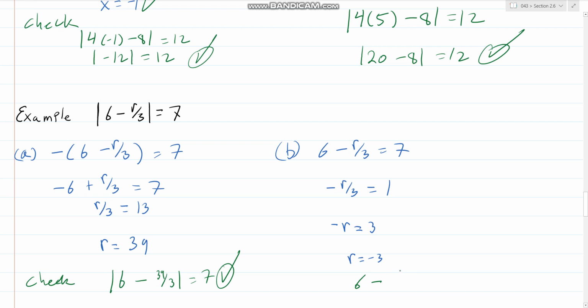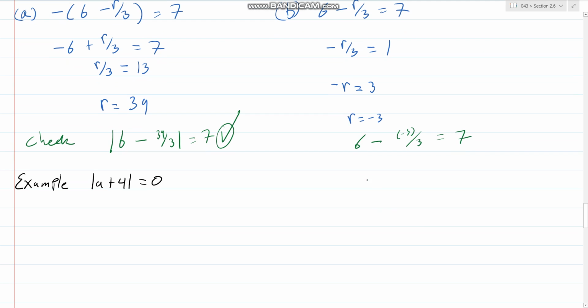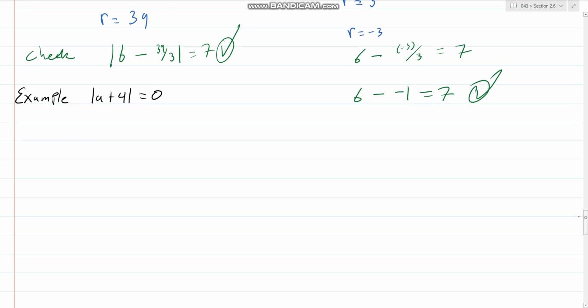6 minus negative 3 over 3 equals 7. And what's going to happen is this is going to turn into negative 1 here. So you have 6 minus 1 equals 7. And yeah, that does work. So both of those were correct answers. All right, awesome. Let's do one more example. I think we have time for it.